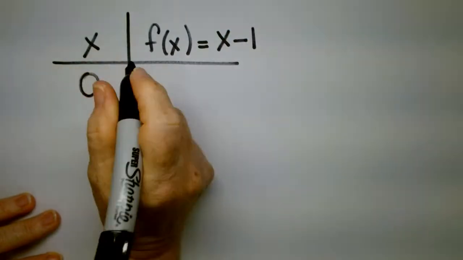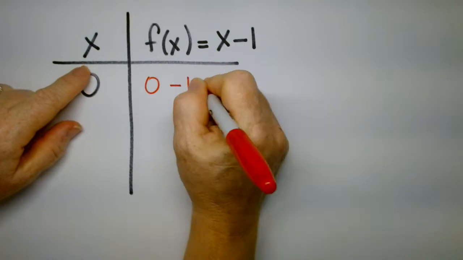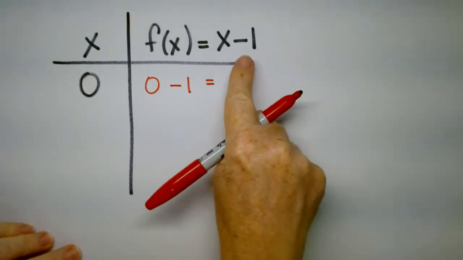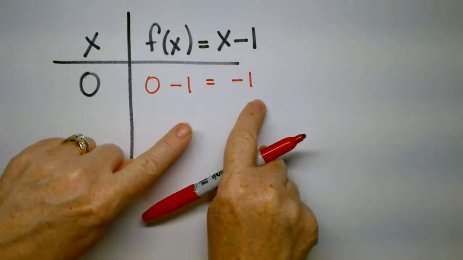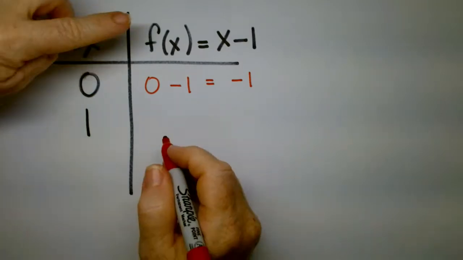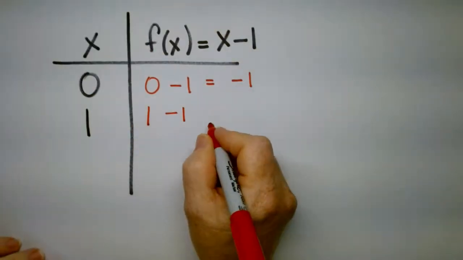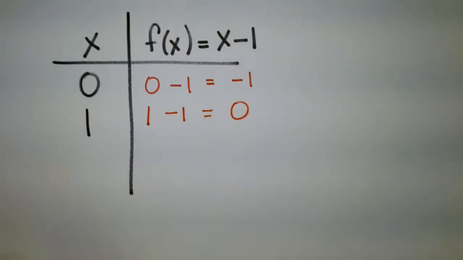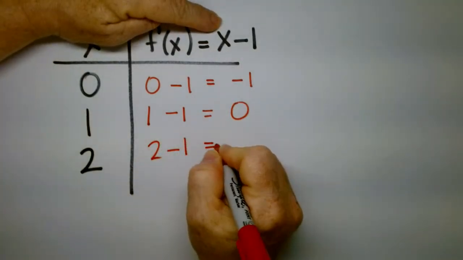Okay, so suppose I always start with 0. So if I put 0 minus 1, that's going to be a negative 1. So this is x minus 1, 0 minus 1. Okay, great. What if I put a 1 in? Where the x is, I'll put the 1, and then I just put minus 1, because that's what's here. 1 minus 1 is 0. Okay, what if I put a 2 in? All right, so 2 minus 1 is 1.